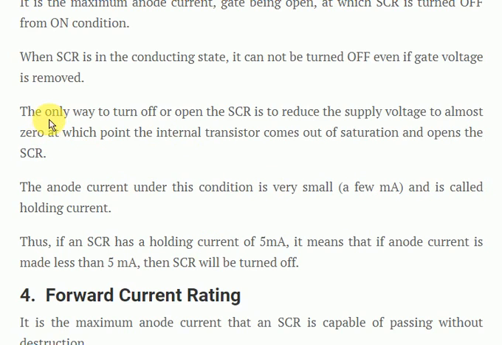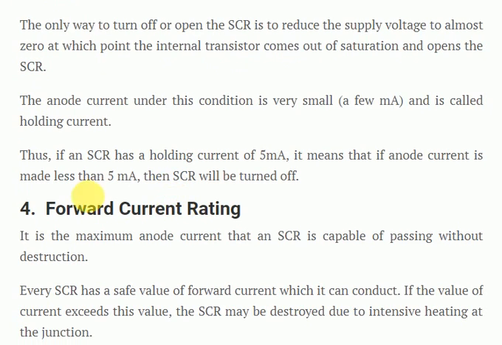Okay, the only way to turn off or open the SCR is to reduce the supply voltage to almost zero, at which point the internal transistor comes out of saturation and opens the SCR. The anode current under this condition is very small, a few milliampere, and is called holding current. Thus, if an SCR has a holding current of 5 milliampere, it means that if the anode current is made less than 5, the SCR will be turned off.